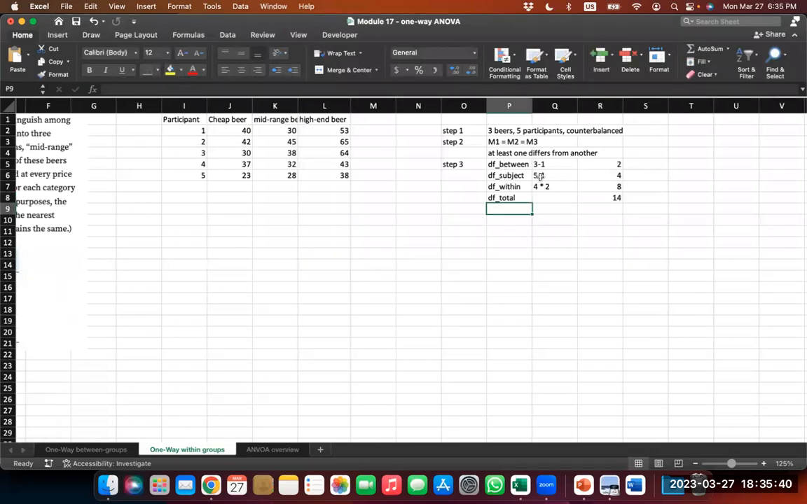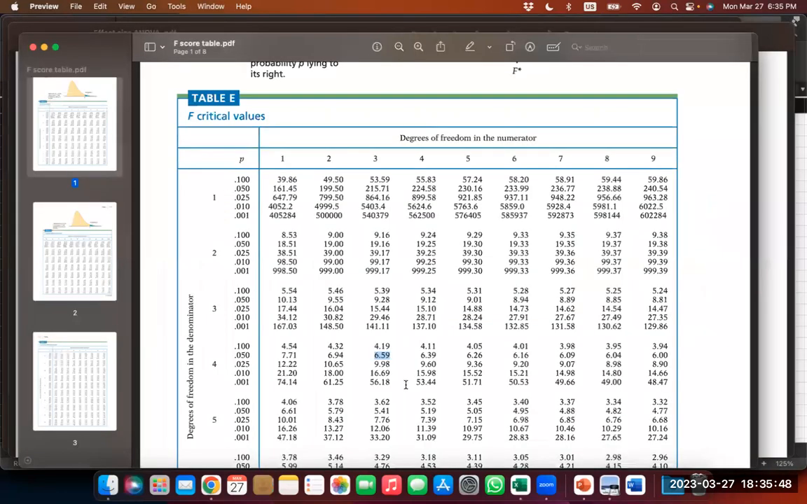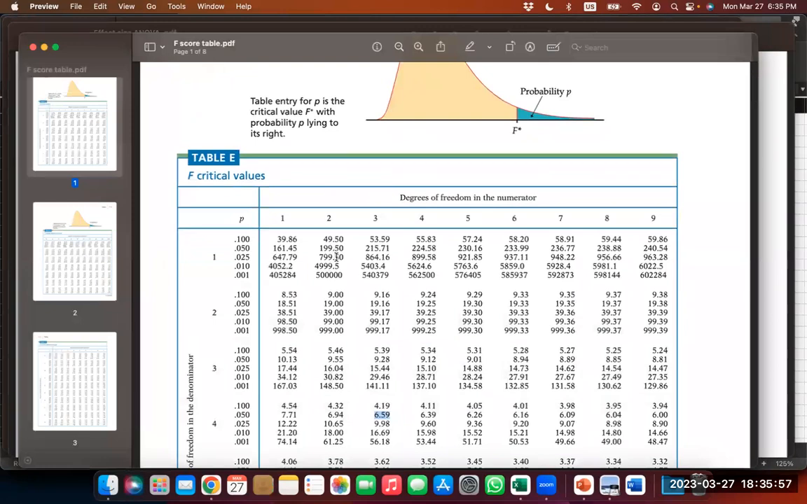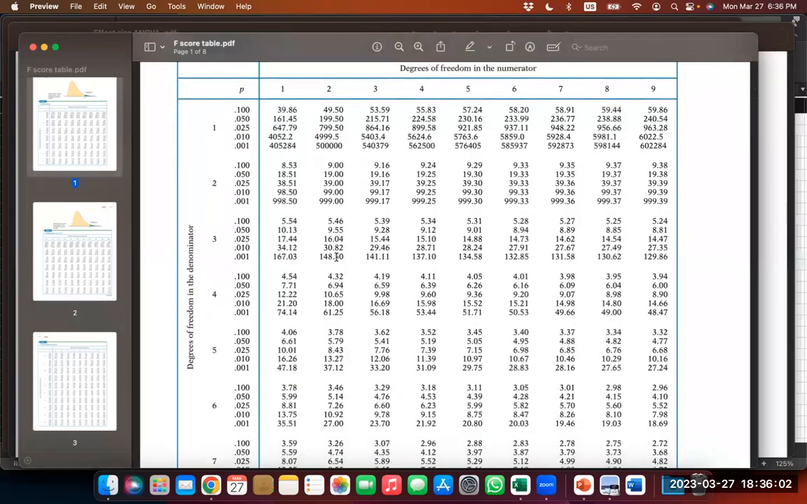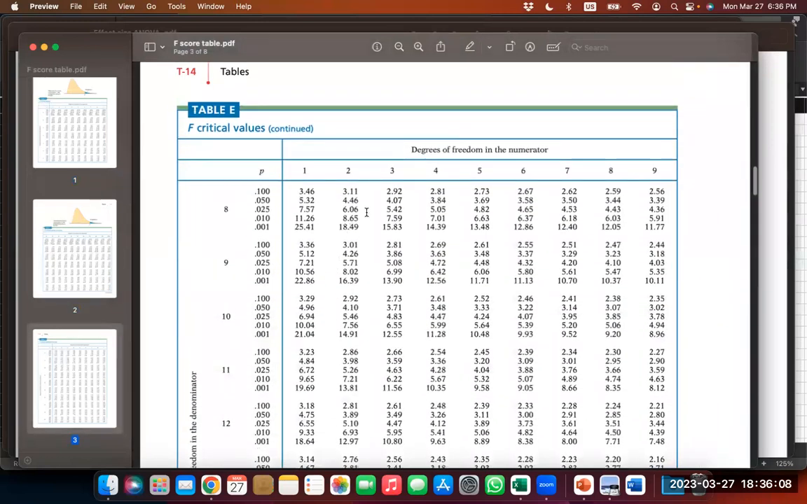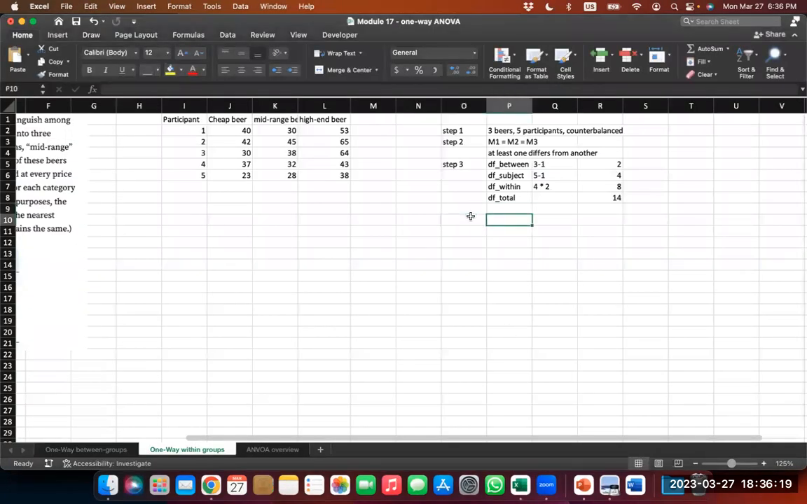So we know now what we are basically looking at. If we're going now into our F-score table, we can find our respective critical values. So we have degrees of freedom between, three groups, three minus one, that's two. We have degrees of freedom within, we have eight. So we have here 4.46 as our critical value.